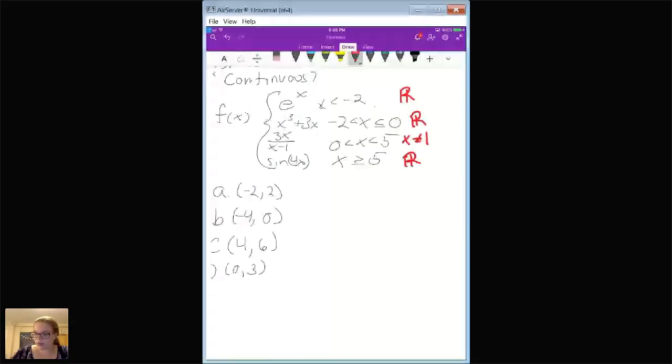The next thing to check is, since we're in part of a piecewise function, are we continuous within each piece of the function? So we know that we've got these different pieces where the graph is going to split. So at -2, e to the x stops, and x cubed plus 3x starts. From 0, that function stops, and 3x over x minus 1 starts. So what do we need to do with those points to check to see if we're going to have continuity in between those points?